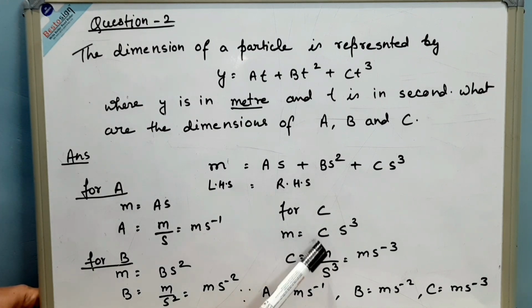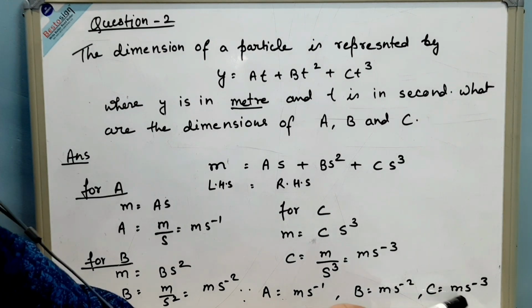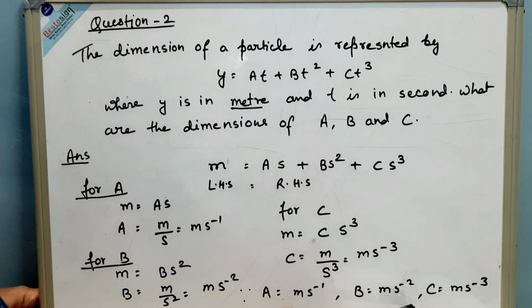Meter will be equal to C into second cube. So C will be equal to meter by second cube. So the unit of the constants is: A is meter per second, B is meter per second square, and C is meter per second cube. Now I will show how we can check that our answer is correct.